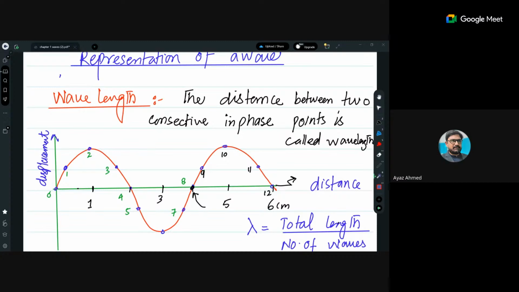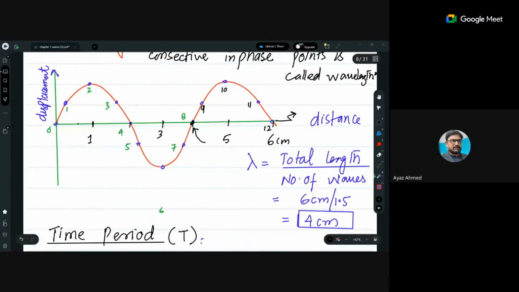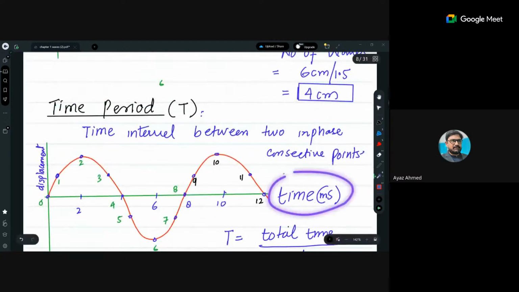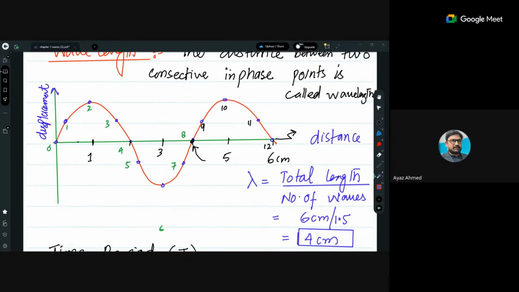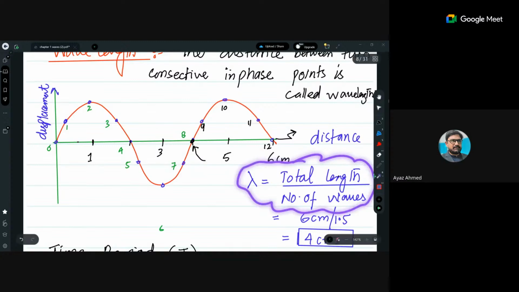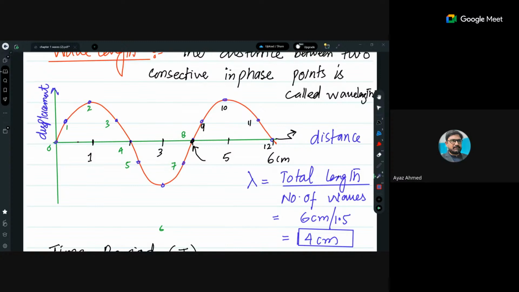So these are some important points that we have to learn. From here, I told you that if the x-axis is distance, then you will get wavelength. And if the x-axis is time, you will get time period. Mind it, this is really, really important. You have to see it with open eyes, whether the x-axis is distance or time. So what is wavelength, by the way? Wavelength is total length divided by number of waves. For example, in this 6 centimeter, how many waves do I have?